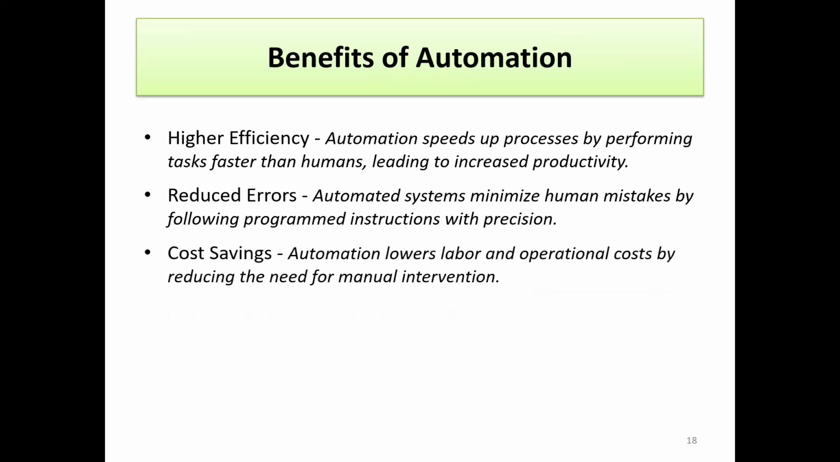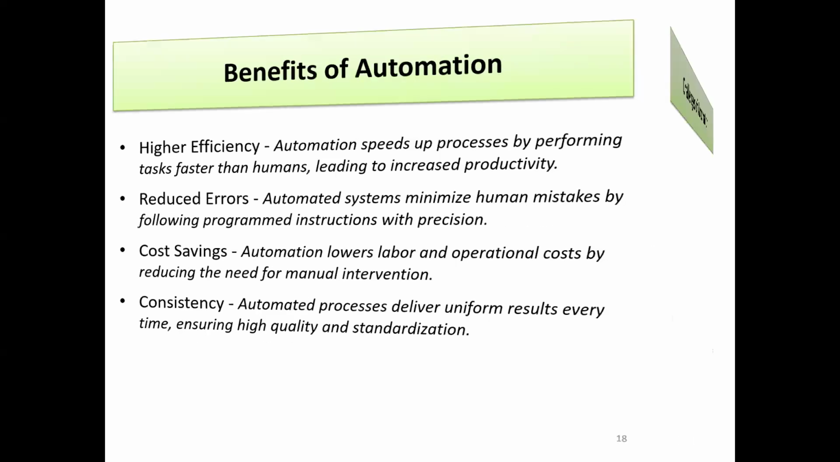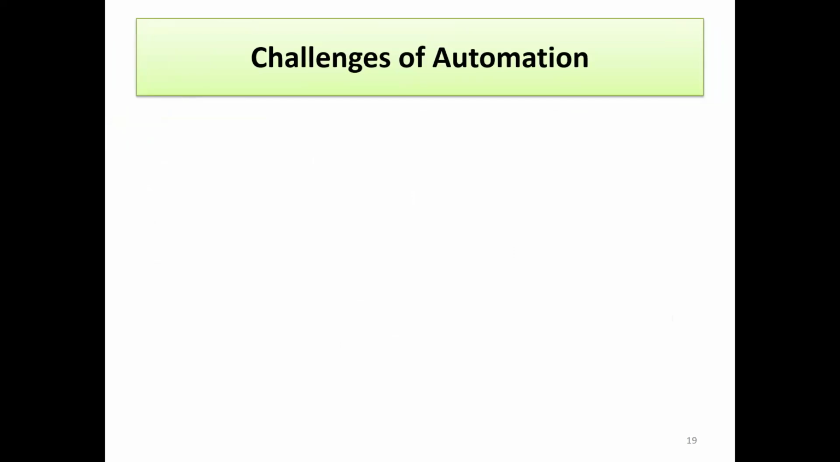And cost savings. Automation lowers labor cost and operational cost by reducing the need for manual intervention, the need for human intervention. Also, it keeps consistency. Automated processes deliver uniform results, no deviations. Every time, uniform results every time, ensuring high quality and standardization. No significant deviations. So remember, very critical benefits of automation: high efficiency, reduced errors, cost savings, and it provides consistent, uniform results. On the other hand, not only benefits, but also there are several challenges.